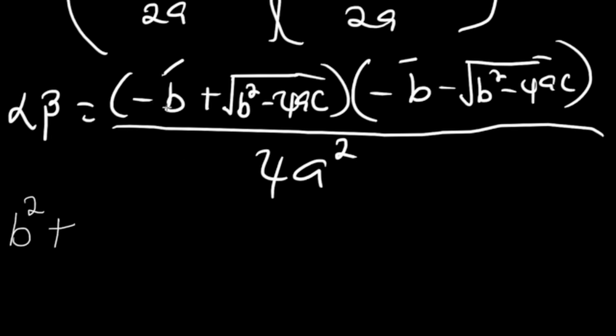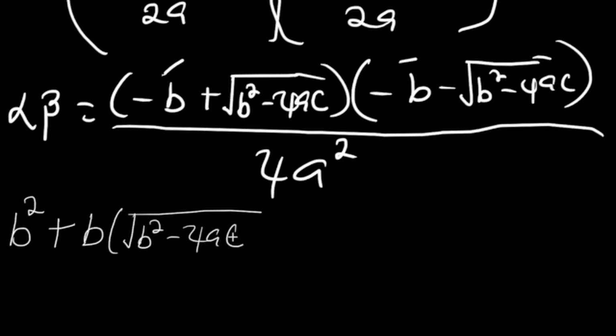And next up, b times the square root of this will give us b multiplied by the square root of b squared minus 4ac. Then we're done with the first negative b. So let's go ahead and do the next one. This plus the square root of b squared minus 4ac multiplied by negative b would give us negative b, then multiplied by the square root of b squared minus 4ac. Then we can close the bracket here.